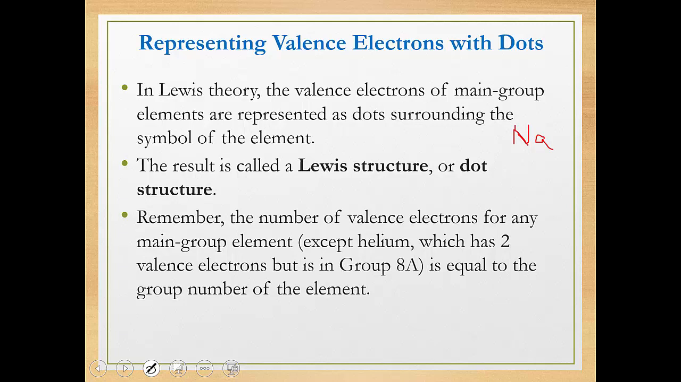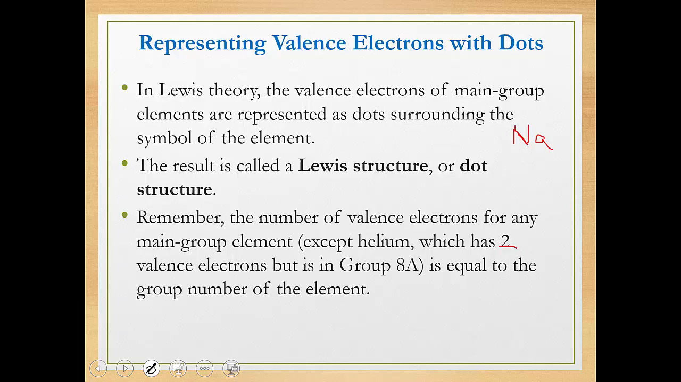Now, this is what we call a Lewis structure or a dot structure, and it will be based on the knowledge of the number of valence electrons. So keep in mind that the number of valence electrons for any main group element, not the transitions, but the main groups, will be equal to the group number of the element, with the exception of helium. It's in group 8A, but it only has 2 valence electrons.